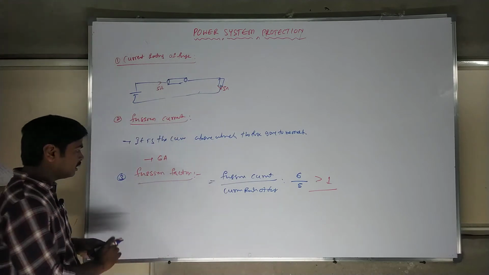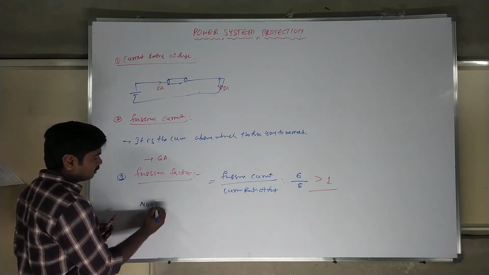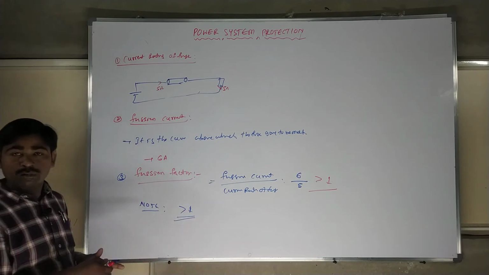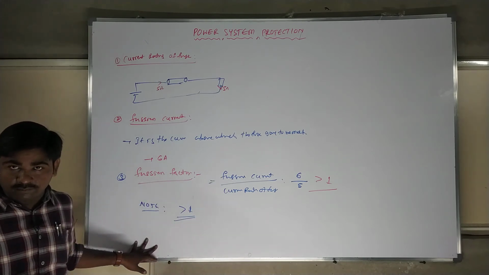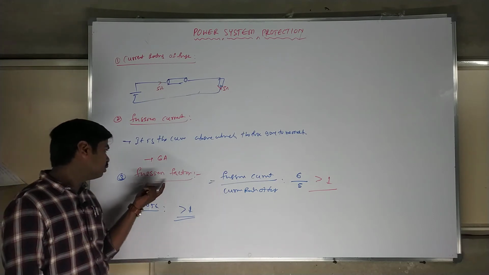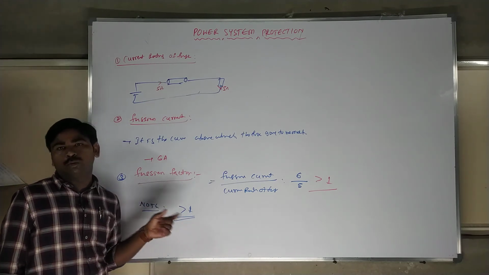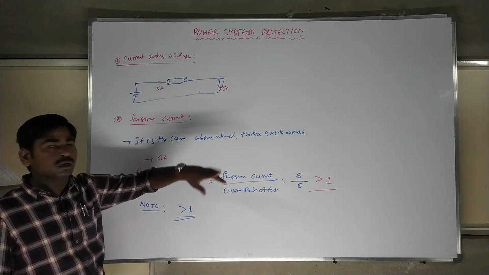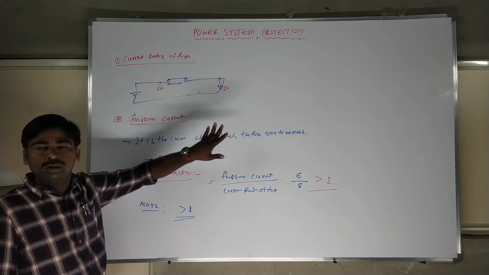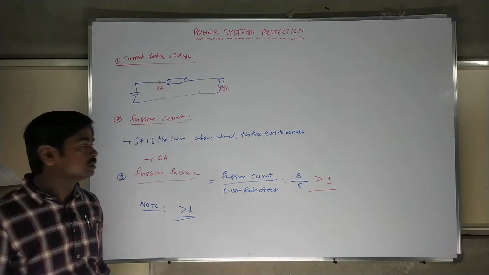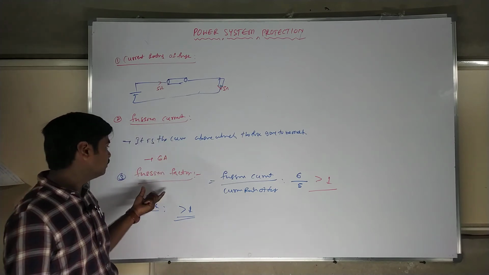So the very important point is that fusion factor is always greater than 1. When you are selecting your fuse, you have to maintain your fusion factor more than 1. Then only it's better, because the fuse should work at rated condition, 5 ampere. If more than 5 ampere comes, that fuse is ready to melt. That's what fusion current is. This is called fusion factor.